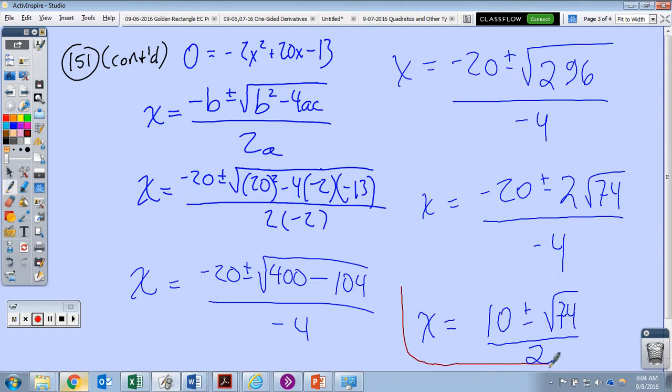I think they told us that there may be 2 different solutions. Can we have a negative depth in reality? No. So both of these better be positive, whether I punch in 10 plus root 74 over 2 or 10 minus root 74 over 2. Otherwise, the book lied, or I made a mistake. 10 plus root 74, divided by 2, is approximately 9.3.